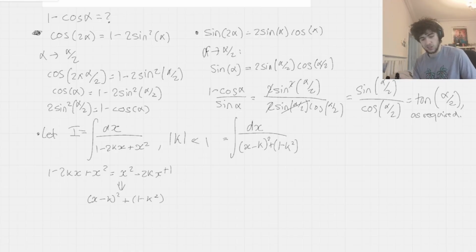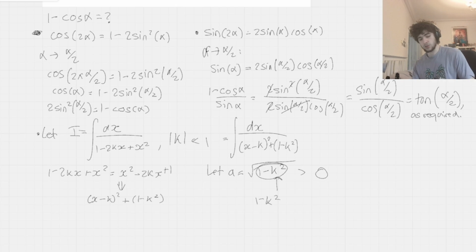And then what we can do is define a: I'm going to let lowercase a equal the square root of 1 minus k squared. The square root of any real number is only defined for positive real inputs, so the result is going to be greater than 0, but for that to happen, this needs to be a positive real.